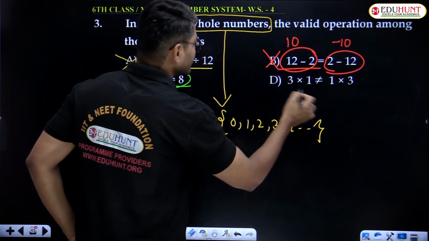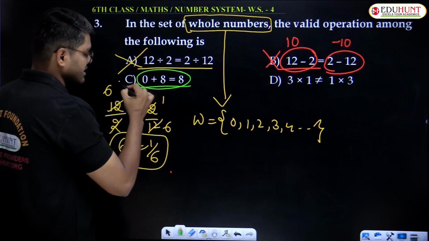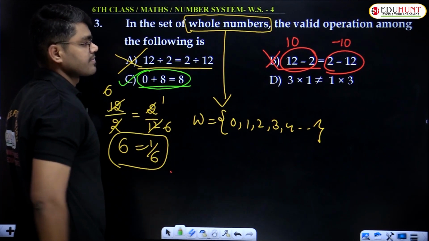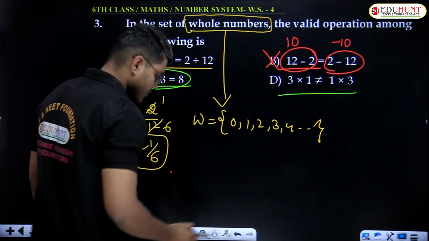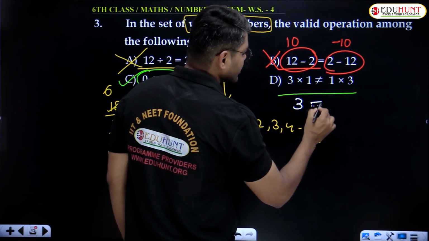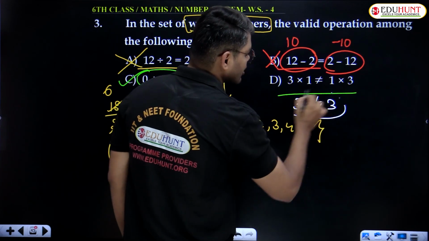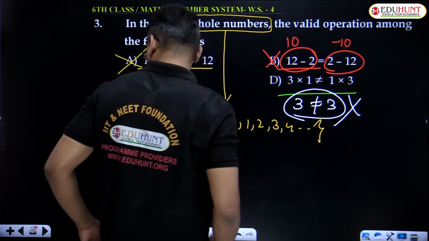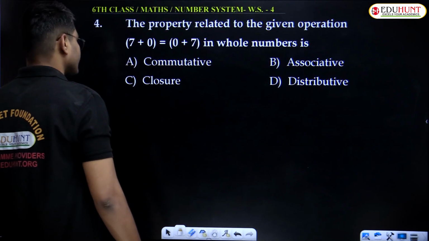Now see option B, no need to check because we got the answer here. That means 0 plus 8 is 8, we need not check. If you want, check once, no problem. 1 into 3, 3 is not equal to 1 into 3, 3? 3 is equal to 3, that's why this statement is wrong. Let's move on to the next question.